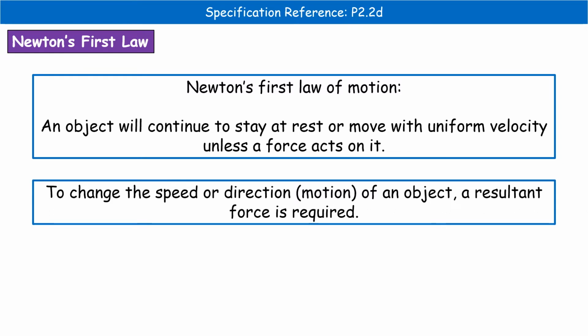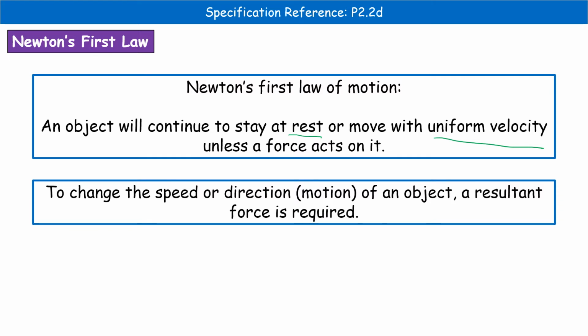Now Newton's first law quite simply states that an object will continue to stay at rest or move with a uniform velocity unless a force acts on it. So by that we mean if an object is stationary, it will remain stationary unless a force acts on it, and if an object is moving at a constant velocity, it will continue to do so unless a force acts on it. So there has to be some kind of a force acting on this object to change its motion.